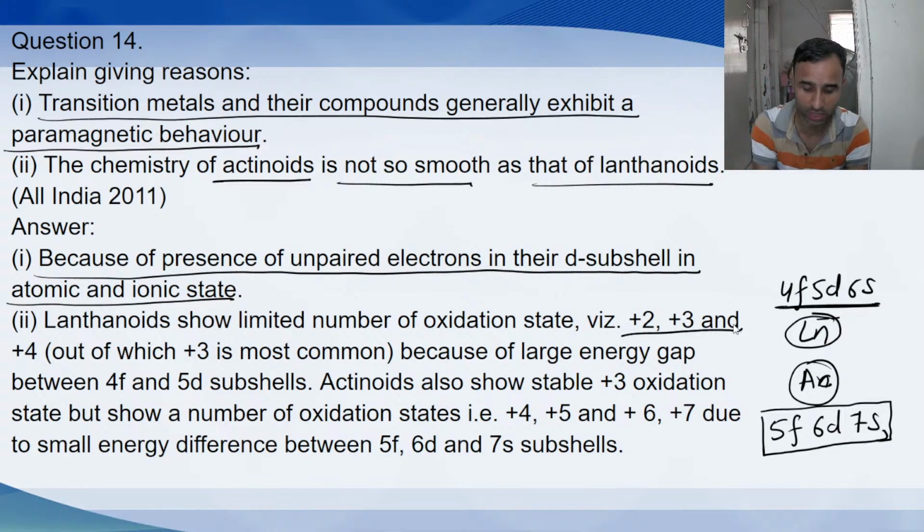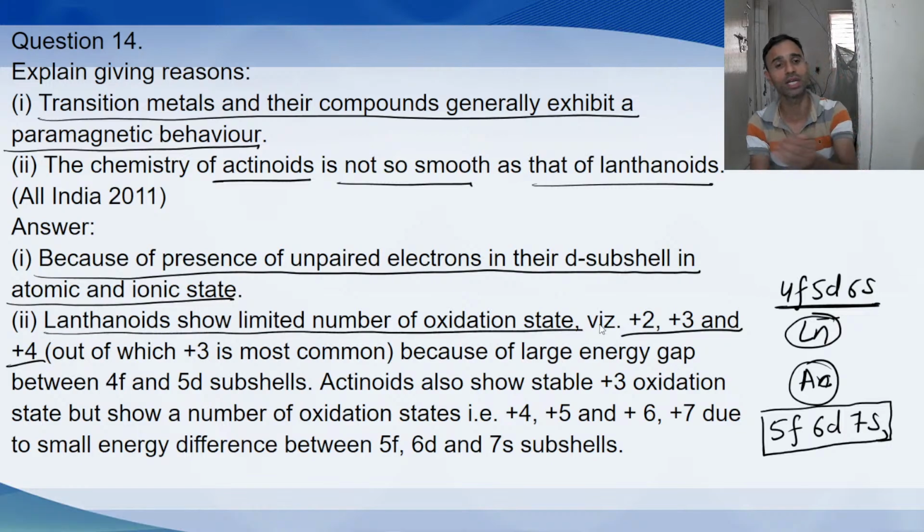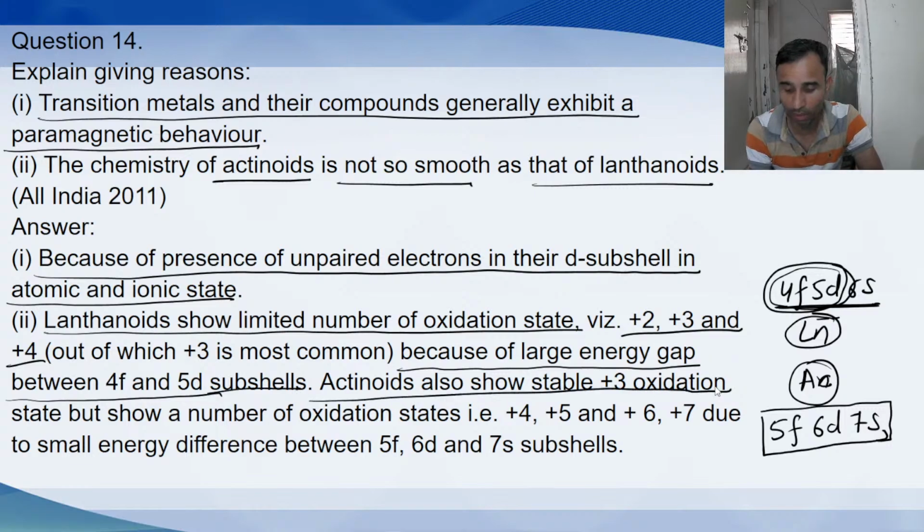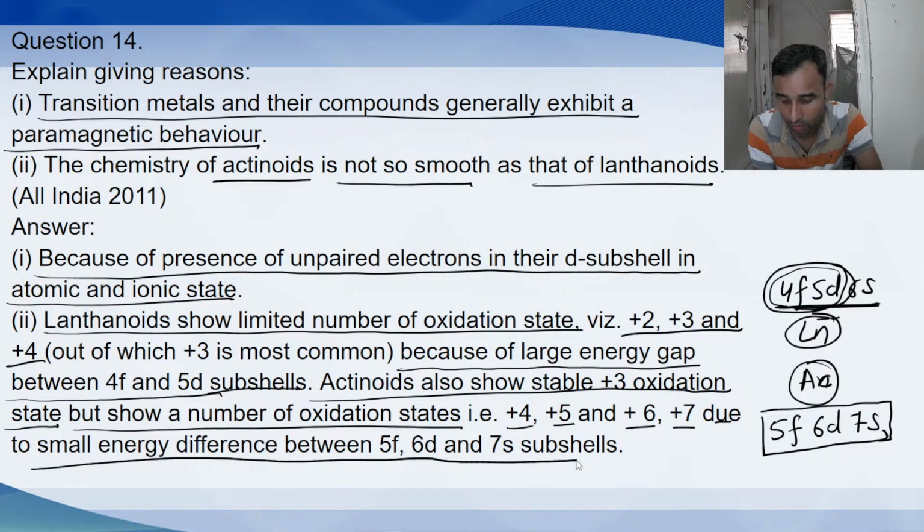They show +2, +3 and +4. Lanthanoids show a limited number of oxidation states: +2, +3 and +4, out of which +3 is most common because of the large energy gap between 4F and 5D subshells. But actinoids also show a stable oxidation state of +3, and additionally show a number of oxidation states +4, +5, +6, +7 due to the small energy difference between 5F, 6D and 7S subshells.